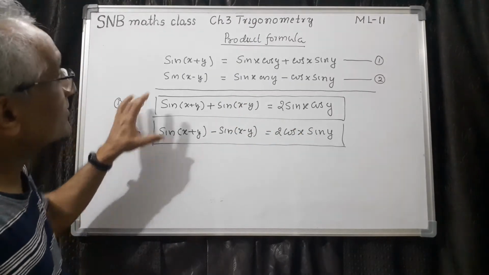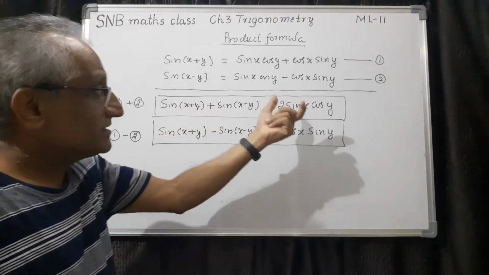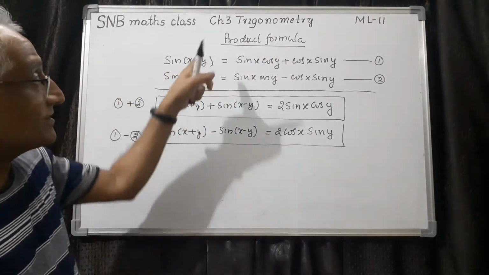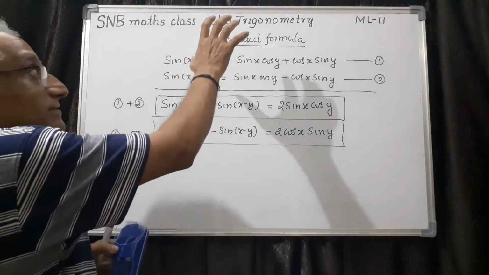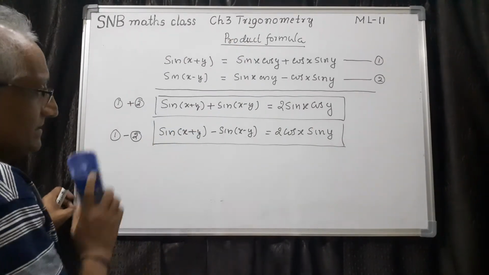So this is called the product formula. Why is it the product formula? Because a sum is converted into a product, therefore I have named it the product formula. Of course, in your textbook the name is not given, and the name is not important also. But if you give some name like this, it is easy to remember. So this is the first set.